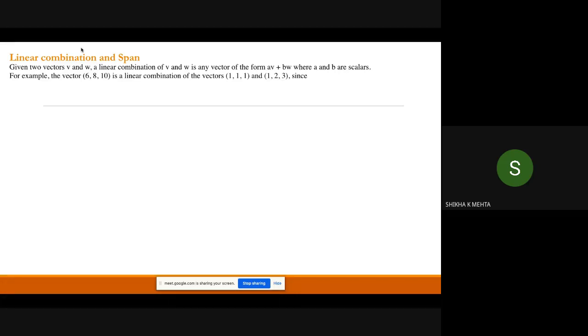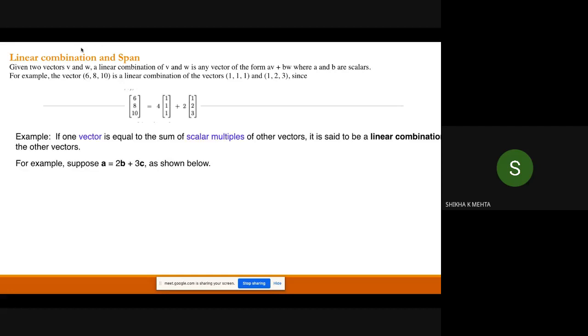How do we know that this is a linear combination of these two vectors? We try to find the two scalars. By multiplying each vector with a scalar, we get a new vector. This new vector is a linear combination of the two existing vectors. Here we multiplied the first vector with 4 and the second vector with 2, and when we add them, we get a new vector, known as the linear combination of the two existing vectors. Let's see another example.